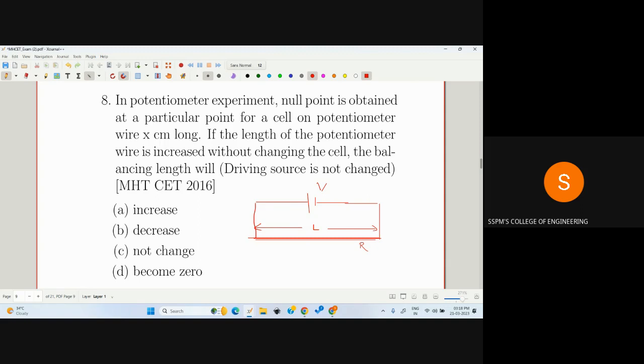In the potentiometer, the null point is obtained at x centimeter. Isn't it? We get the null point at x centimeter. Here one unknown cell has to be connected, and it can be connected with the help of jockey J.